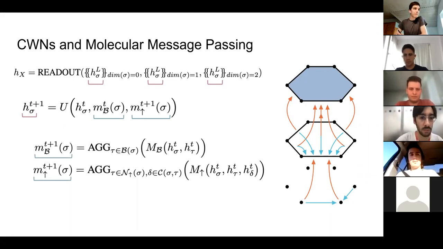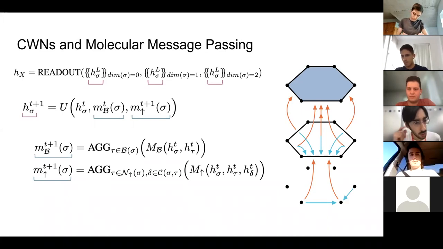The message from upper adjacent cells is simply aggregated via a message function, which is a function of the current representation of the cell we are updating, the representation of the neighbor, in this case tau, and the representation of the shared co-boundary, which in this case is represented as delta. On the right, you can find a cartoon that explains what happens, where the color of each arrow corresponds to a different kind of message that is exchanged.